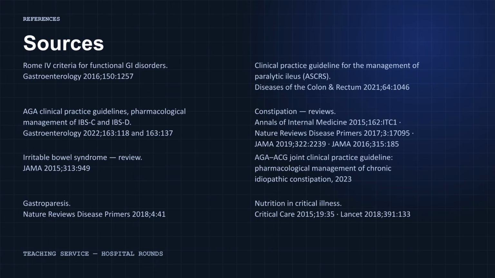These are the sources behind this session. The Rome 4 Criteria for Functional Gastrointestinal Disorders, published in Gastroenterology in 2016. The American Gastroenterological Association Guidelines on the Pharmacologic Management of Irritable Bowel Syndrome. The Nature Reviews Disease Primers, Reviews of Gastroparesis and of Constipation. The American Society of Colon and Rectal Surgeons Guideline on Paralytic Ileus. The Joint Guideline on Chronic Idiopathic Constipation. And the critical care nutrition literature comparing the enteral and parenteral routes.